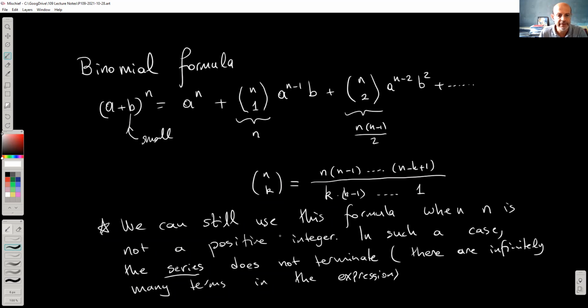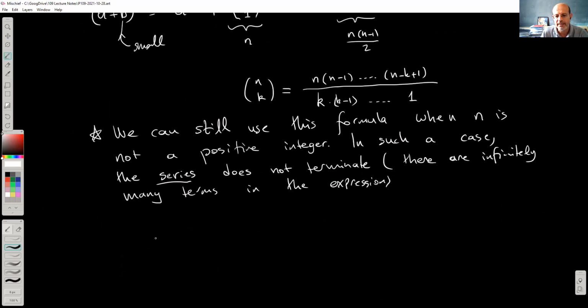You might have expressions like the square root of 1 plus epsilon, for example, where epsilon is a very small number. In that case, you can think of this as the 1/2 power of 1 plus epsilon. So as a result, you can write this thing down as just an ordinary binomial expansion.